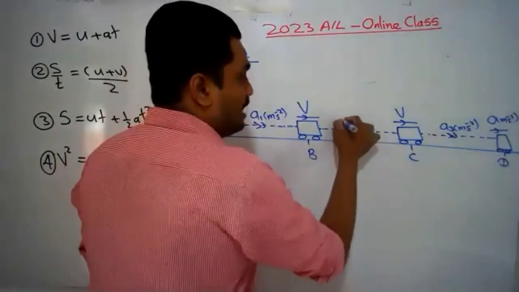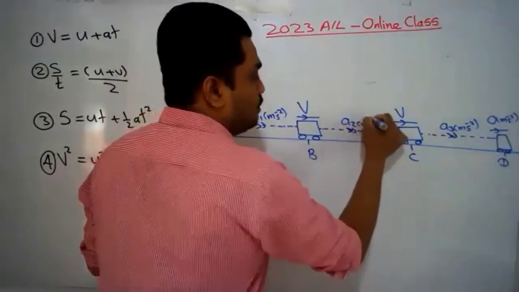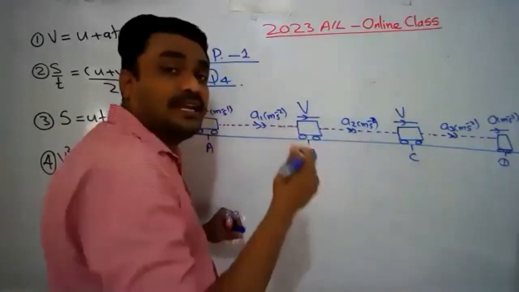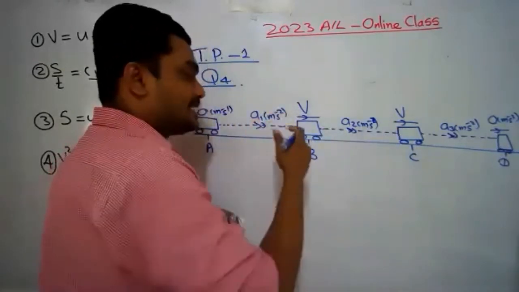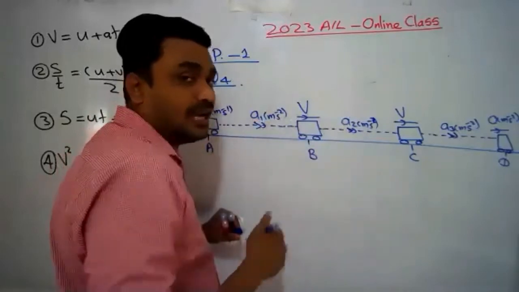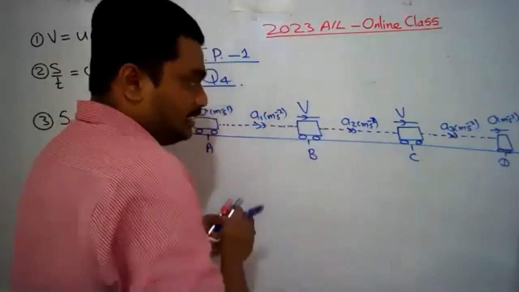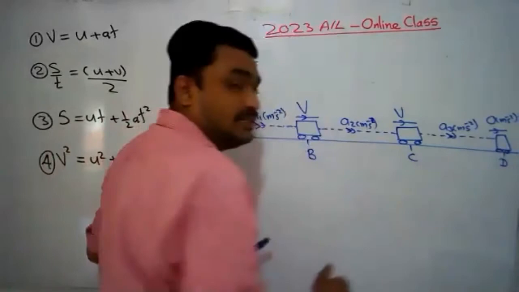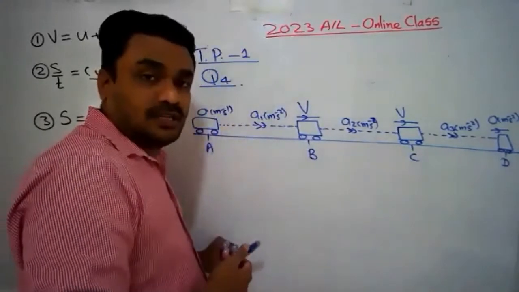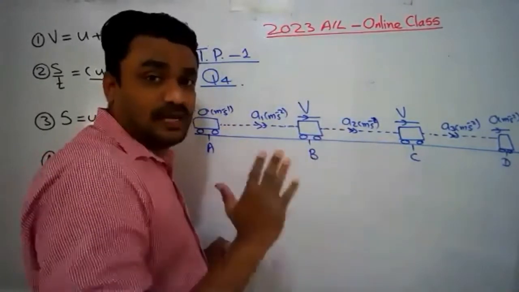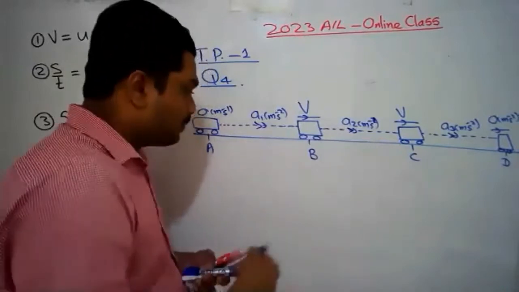BC section, I'll mark the acceleration as a2. But as the vehicle travels with the constant velocity, acceleration from B to C is 0. I can mark them later. What's the point? When an object is moving with the constant velocity, acceleration is 0. I'll explain it further later, but not now.